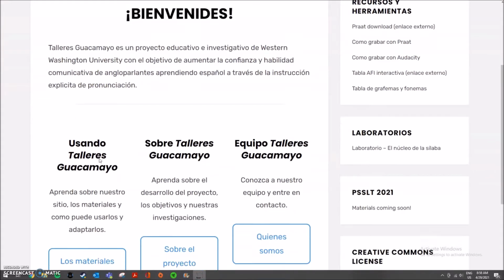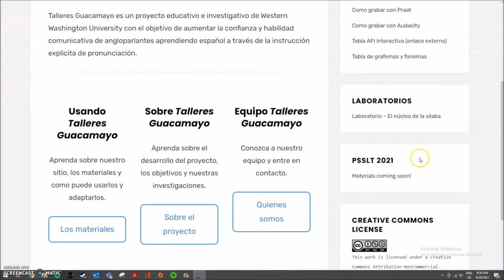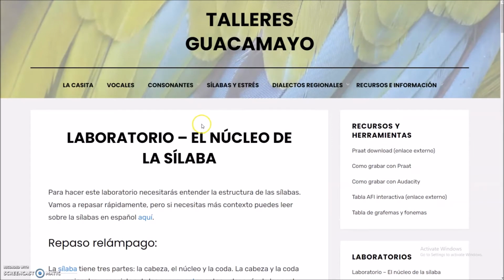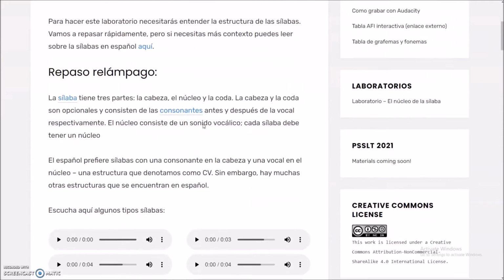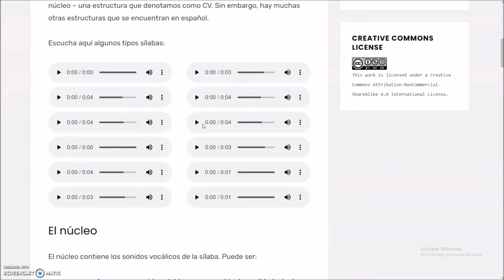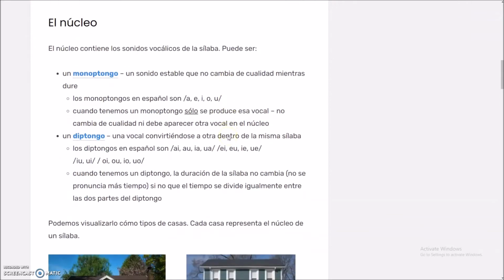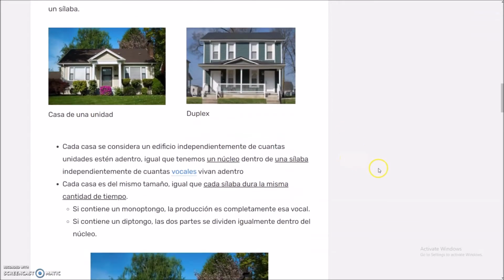So the first activity deals with the differences between Spanish and English vowels. Learners are exposed to two audio clips of the same word and are simultaneously provided with the written form. These audio files are stored on our website, Talleres Guacamayo.